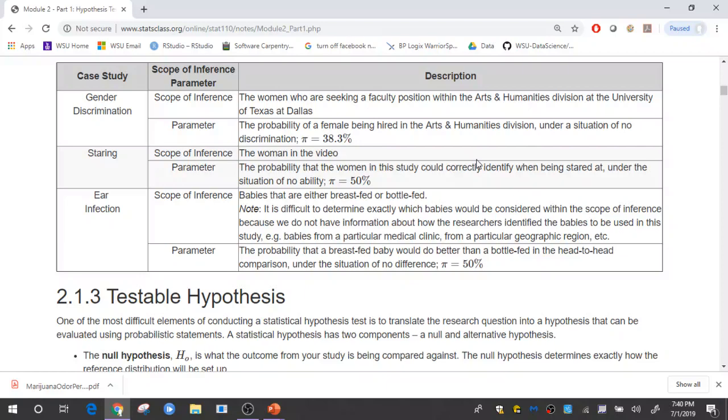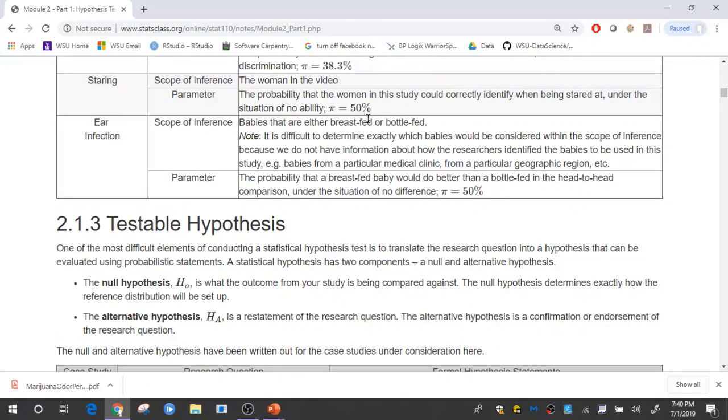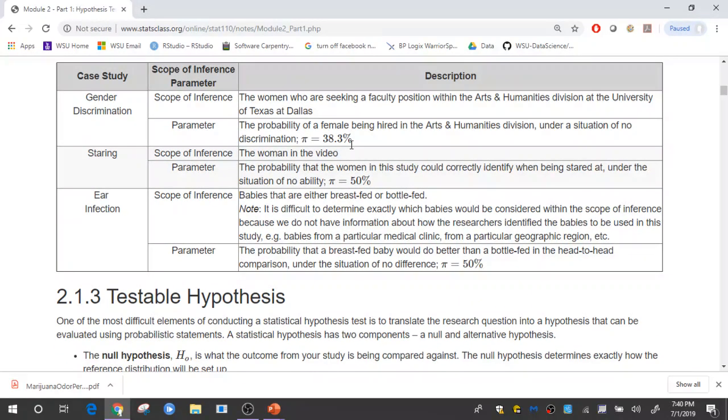In the staring case study, the scope of inference is just that single woman in the video. So we've identified just that woman. We obtained measurements from just that woman. So our scope of inference is just that one woman in the video. The parameter here is the probability that the woman in this study could correctly identify when being stared at under a situation of no ability. So the parameter value for that case study was set at 50-50, or pi was equal to 50%.